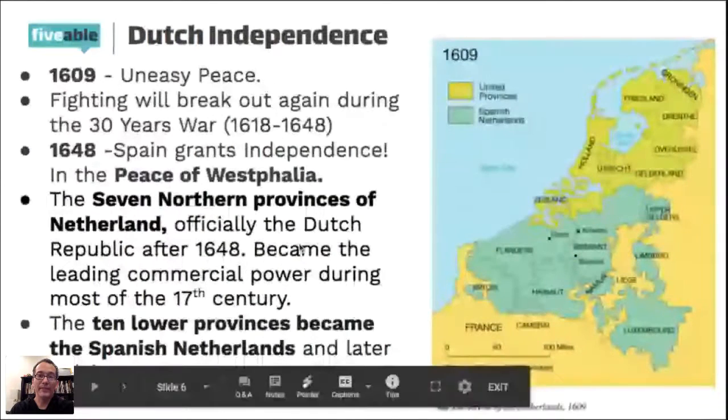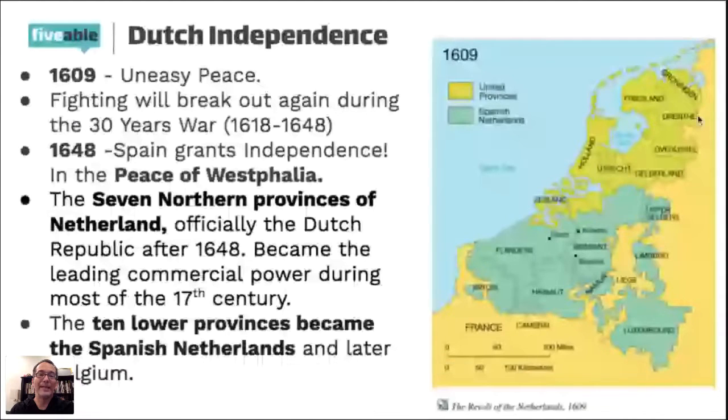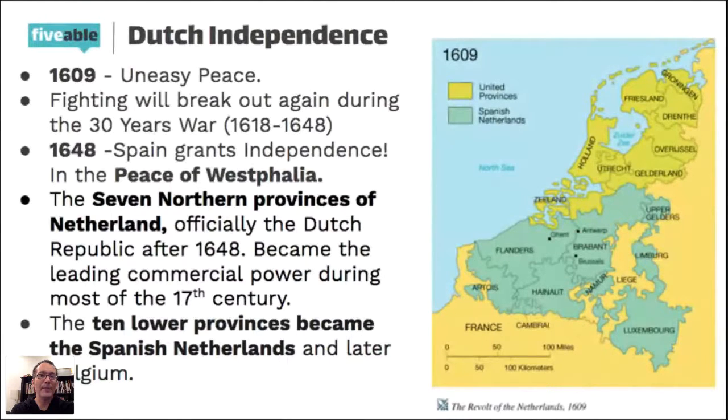So basically the 7 northern provinces are making a treaty and going to war. The 10 southern provinces will also join the fight. Eventually in 1609, they come to an uneasy peace or truce that would last for a certain period, and then fighting will resume during the 30 Years' War from 1618 to 1648. And finally in 1648, as part of the Peace of Westphalia, if you study that 30 Years' War, that's a whole separate topic. Finally, the 7 northern provinces officially form a republic, and they will become a leading commercial power.